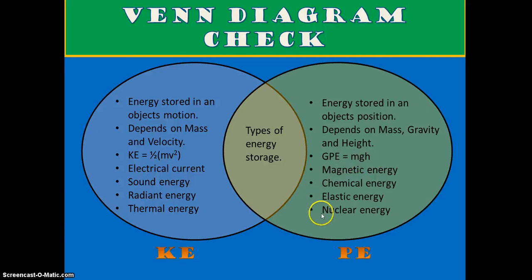Some examples of potential energy are magnetic energy, that's energy stored within a magnet or a magnetic field. Chemical energy, that energy being stored within chemical bonds. So those bonds are related based on their position. All right, so we have chemical energy is potential energy, and elastic energy based on the position of an elastic object like a rubber band, and nuclear energy, energy that's being stored in a atomic nucleus.